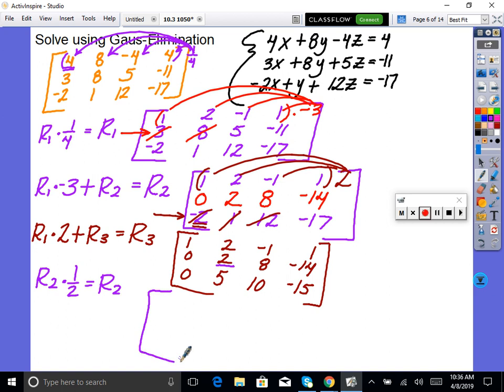No, because then that'd be negative 1, wouldn't it? Because we want it to be 1. It's already 2. So 1, 2, negative 1, 1. 0 times a half is still 0. 2 times a half is 1. 8 times a half is 4, isn't it? Negative 14 times a half is negative 7. So this is coming out nicely so far. And then we didn't change this one.